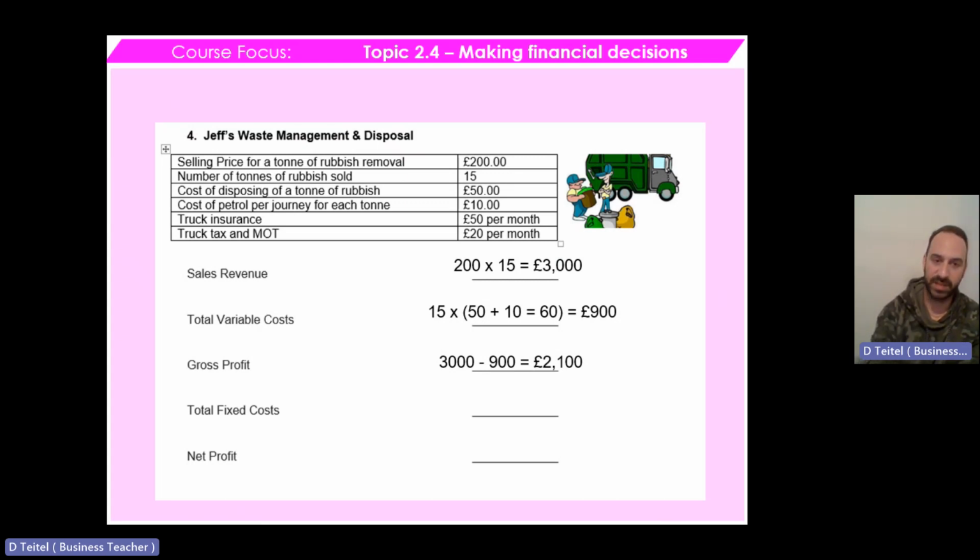Now we've got our total fixed costs. If you look through that table, we're talking about the £50 per month and the £20 per month, they're our fixed costs. No matter how many things we sell, we're going to have to pay those per month anyway. That becomes 20 plus 50 equals £70. So our net profit, literally we take 2,100 minus 70 equals £2,030. And that's how we work out our net profit.